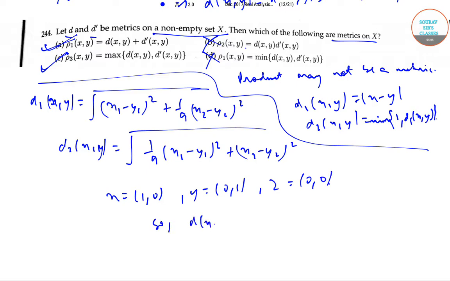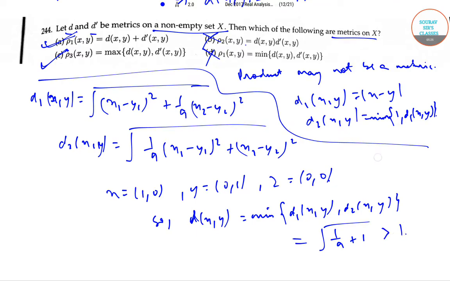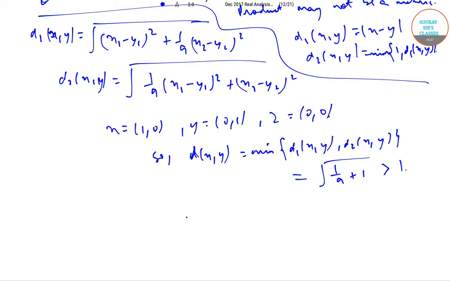So d(x, y) is equal to minimum of d1(x, y), d2(x, y), that is root over 1 by 9 plus 1, which is greater than 1, and d(x, z) is equal to minimum of d1(x, z), d2(x, z), that is equal to 1 by 3.